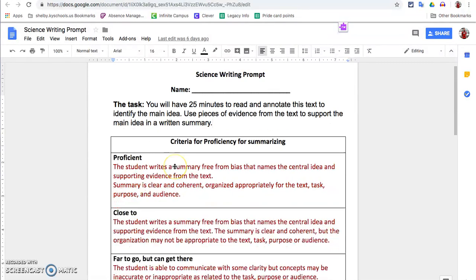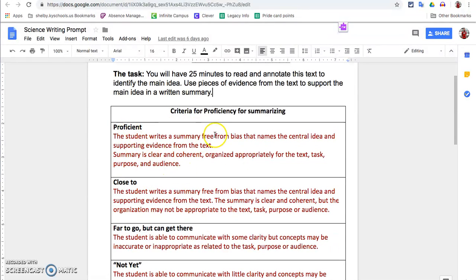If you take a look down here on your rubric, the criteria for proficiency for summarizing, it says the student writes a summary free from bias. Remember, bias is anytime you have a personal opinion. So right now, your job is not to have a personal opinion and simply state the facts from the article. It says it's free from bias, names the central idea and supporting evidence from the text. The summary is clear and coherent.